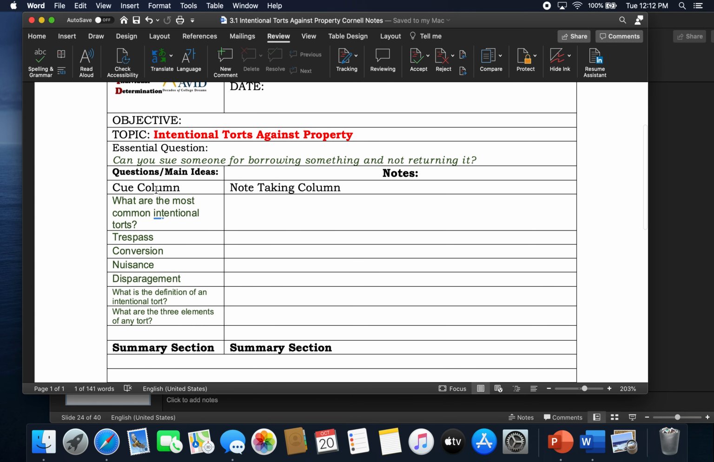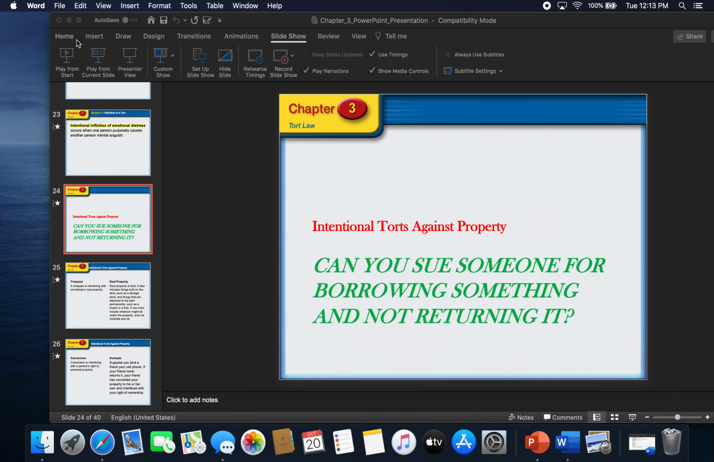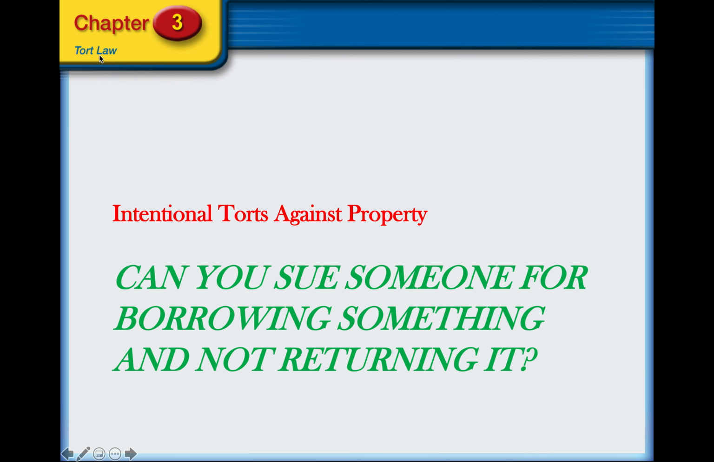On this side, I've given you some clues on what you're supposed to take notes on throughout the lesson. And on this side of the column, you're going to complete your note-taking, adding all detailed information. And you're going to just summarize it by answering the question if you can sue someone for borrowing something and not returning it. So have your Cornell notes out and follow along with the PowerPoint.